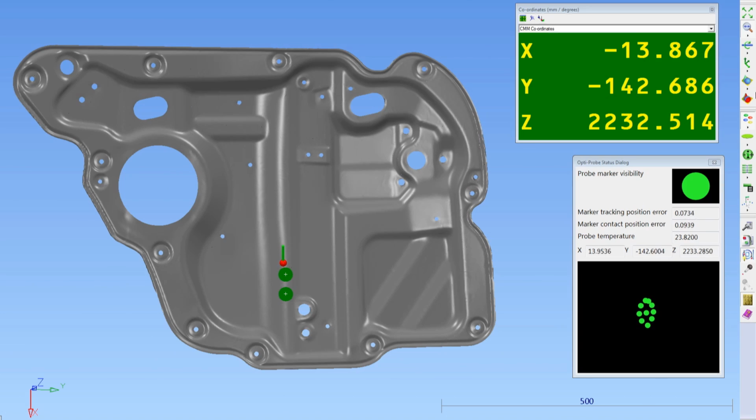To measure, the user simply probes the part and presses the measure button. The camera then detects its position in 3D and outputs the X, Y, Z coordinates and directional normal.